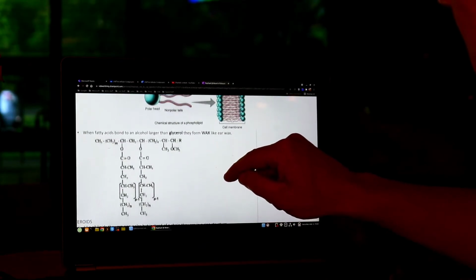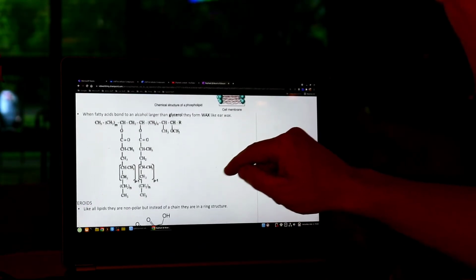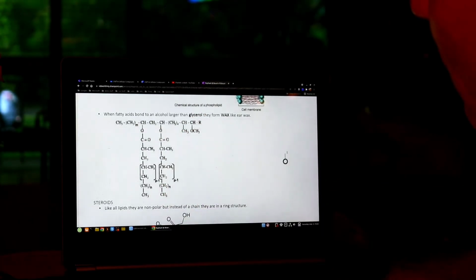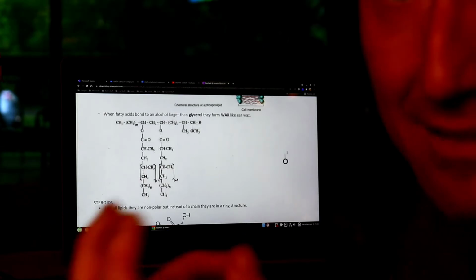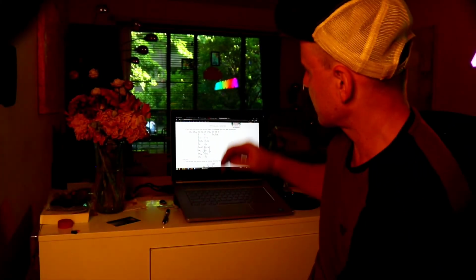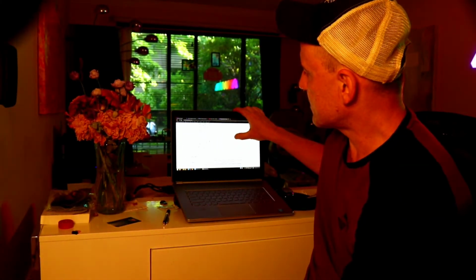Last thing, we can also make waxes out of lipids. So when the fatty acids bond to something larger than a glycerol, it can make a wax, like earwax. We make those. And last is steroids.